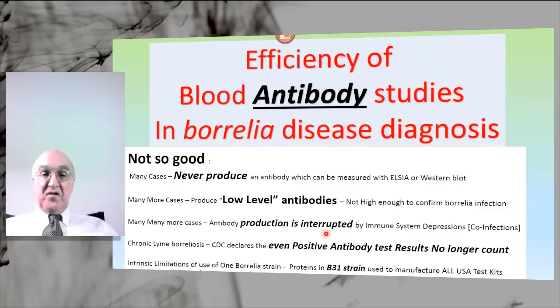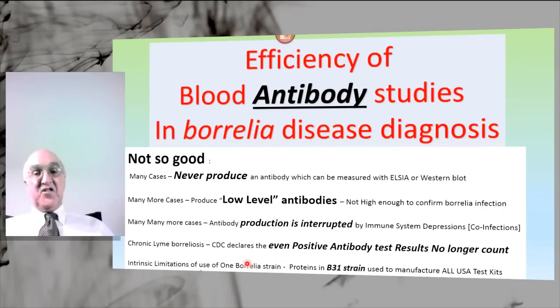And then in many, many more cases, antibody production is interrupted. If you get antibiotics early on, the antibiotics may kill off a lot of the bacteria, and then there's not anything for the antibody-producing cells to make antibodies to. Or if you are immune depressed, you have cancer, or you have steroid therapy, you will have interruption of antibody production. Or if you have lots of co-infections like babesiosis, or ehrlichiosis, or anaplasmosis, all of the co-infections of Borrelia are immune suppressive, and then they interrupt the production of antibodies so that the antibody studies will not give a high enough level to call the blood test positive.